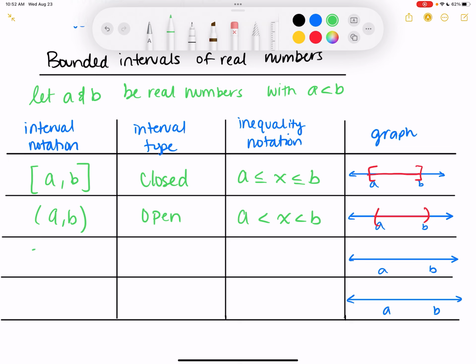Next one, I have the closed interval A to the open interval B, and we call that half open. So that would be A less than or equal to X less than B. So it's going to be a bracket at A, parentheses at B.